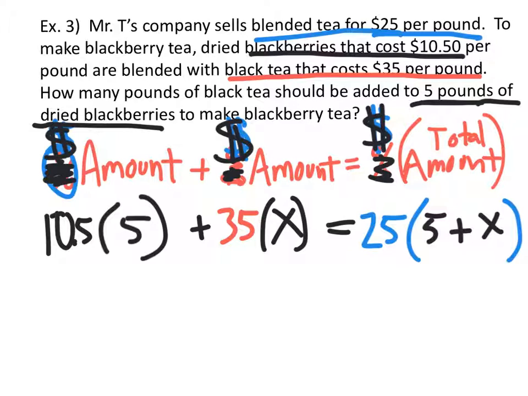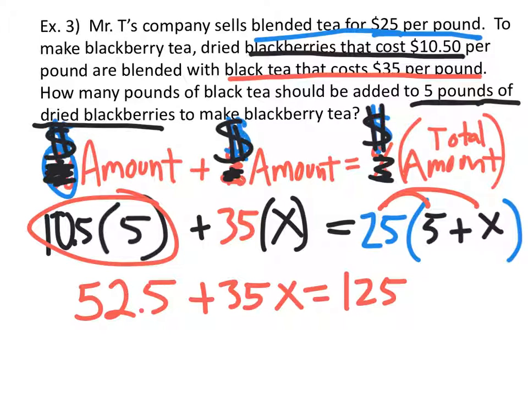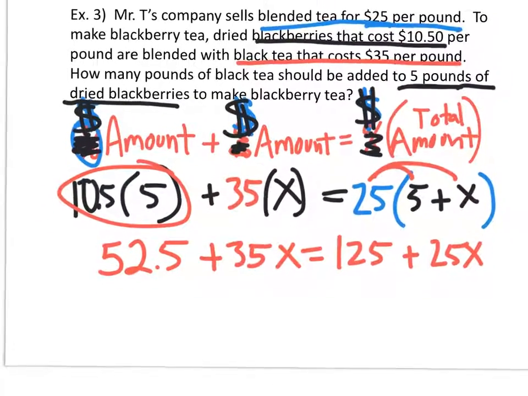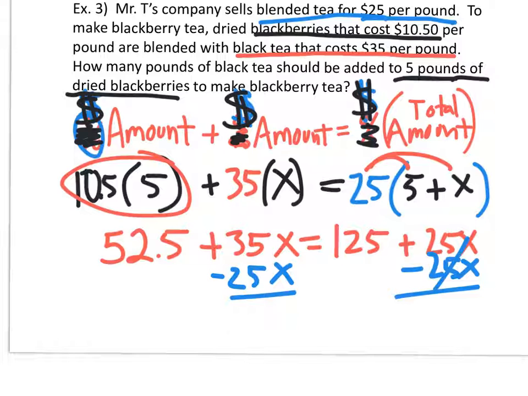Okay, now we have the equation. Now let's use our calculators to solve. What is 10.5 times 5? 52.5. And 35 times x is 35x. And then 25 times 5 is 125. And 25 times x is positive 25x. We need to solve this puppy. We have x's on both sides. You don't want x's on both sides, so let's get rid of one of them. Let's get rid of the 25x by subtracting 25x. You're going to have 10x left over.